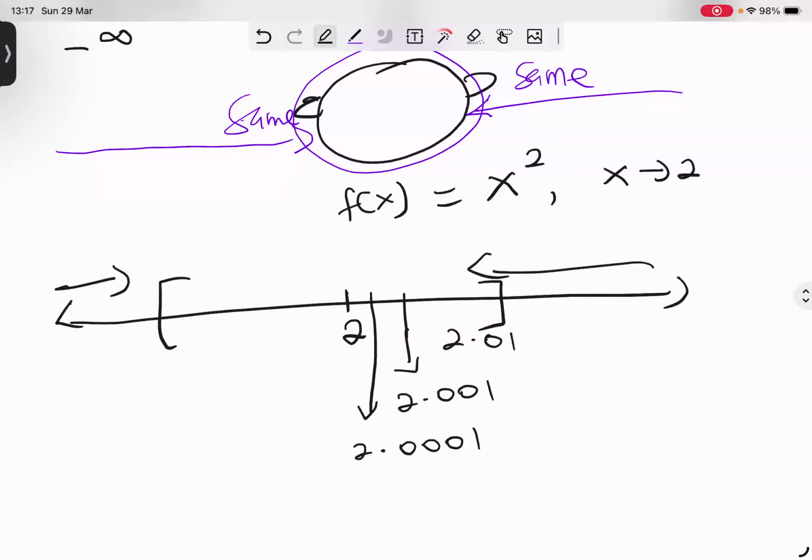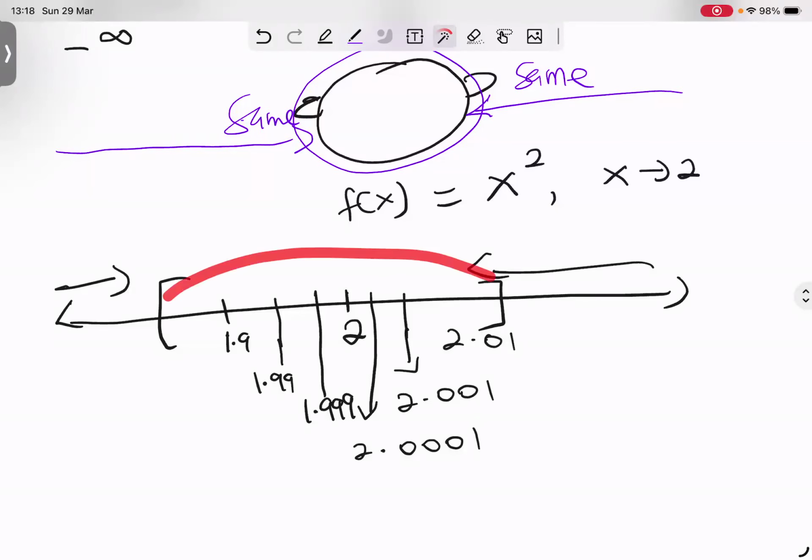And some of the numbers from the negative infinity direction are maybe 1.9. We could also have 1.99. And then we could also have 1.999. These are some of the values that are closer to 2 from the negative infinity direction. You could also pick 1, or you could pick -1, but those numbers are far away from 2. We are looking at the behavior within the smallest neighborhood of 2. So we don't have to pick numbers that are far away from 2.